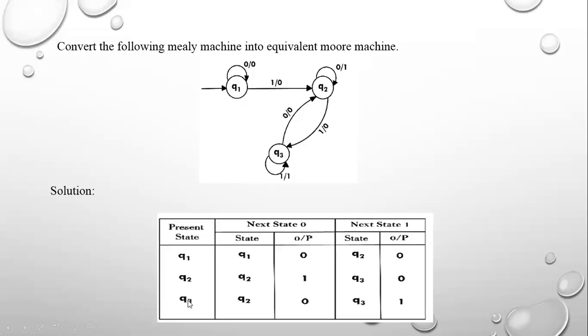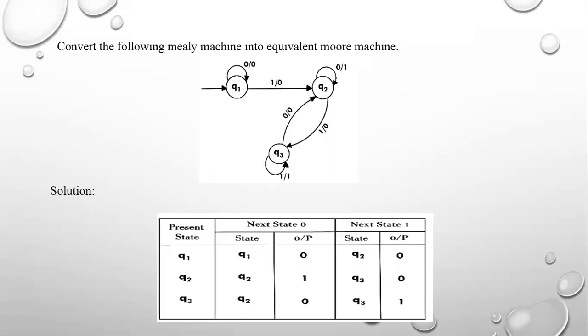Again, we have to observe Q3. Q3 on input 0 reaches Q2, and the output is 0. Here you have to observe that Q3 0 has output 0 and Q3 1 has output 1. Q3 is associated with 2 outputs: one is Q30, the other one is Q31.